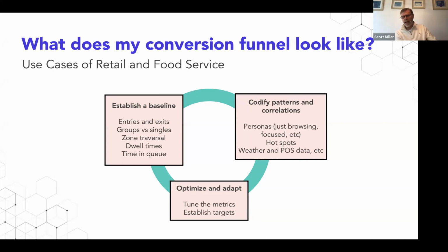So based on that baseline, you then want to look for patterns and correlations and codify them. So personas. Can you identify the types of people in your store by what behaviors they're enacting? Maybe I'm browsing, maybe I'm a focused shopper. Those types of people are going to do slightly different things, and you can use those personas to make decisions about how you drive people through your store.